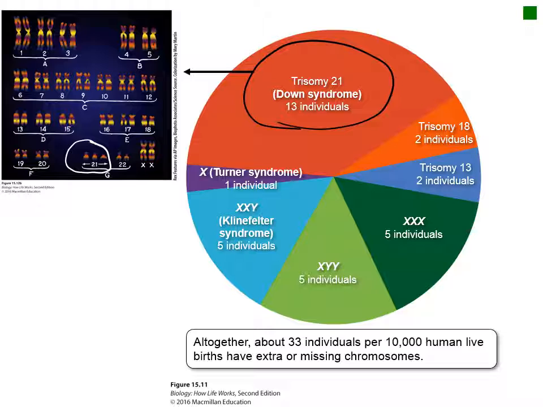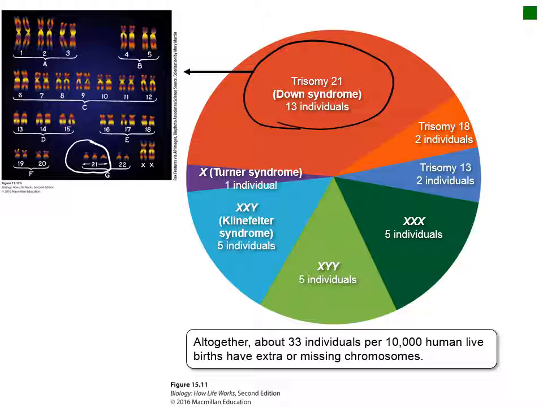The only other 2 autosomal trisomies observed are with chromosomes 18 and 13. However, those infants do not typically survive longer than 1 year. Unlike the autosomes, differences in the number of sex chromosomes, the X and the Y chromosome, is not typically lethal.